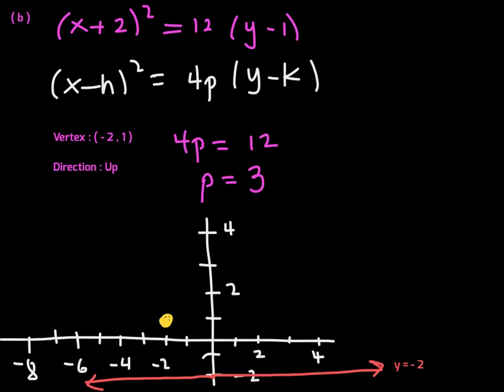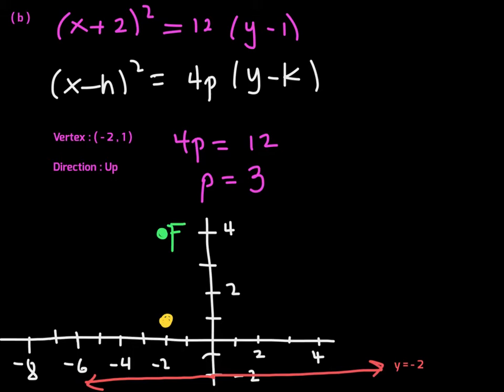When I move 3 units up from my vertex, I find my focus. 3 units up from the vertex will drop me off at -2, +4. About right there. Okay, that's my focus. That's a big F, but anyway, there's my focus, okay? It has coordinates -2, +4.